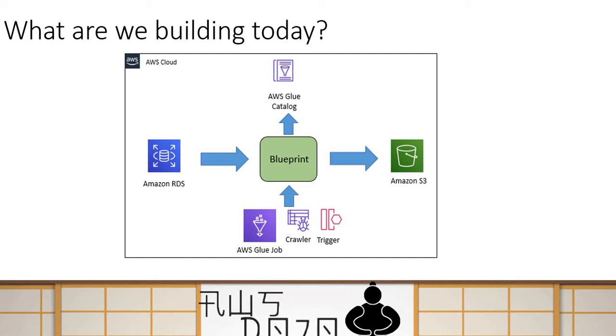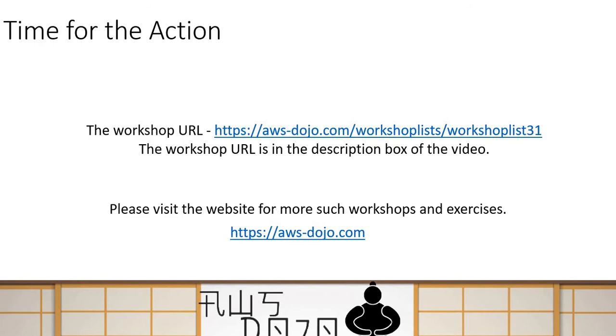In order to do this scenario, we have created a workshop, and this workshop has been published to our website, aws-dojo.com. I'm going to walk you through the steps of the workshop and explain what the different steps involve and what they do, and after that you are free to run this workshop on your own and learn how AWS Lake Formation Blueprint can be used to create ETL pipelines in a simple and automated way. So without wasting any more time, let's jump to the workshop.